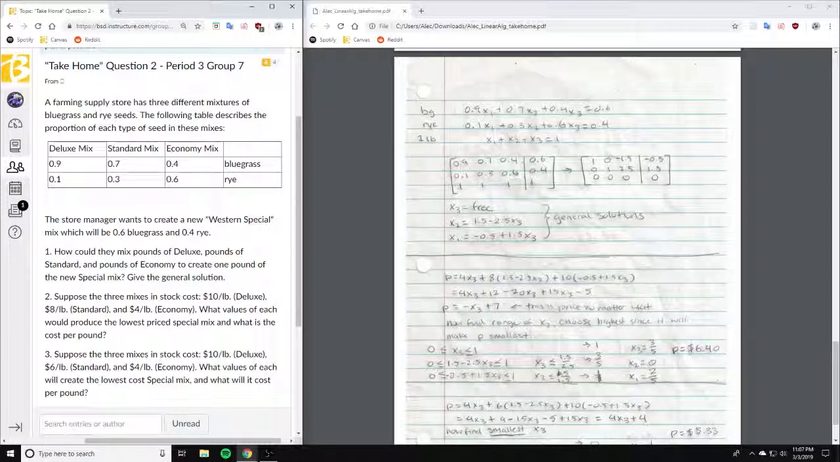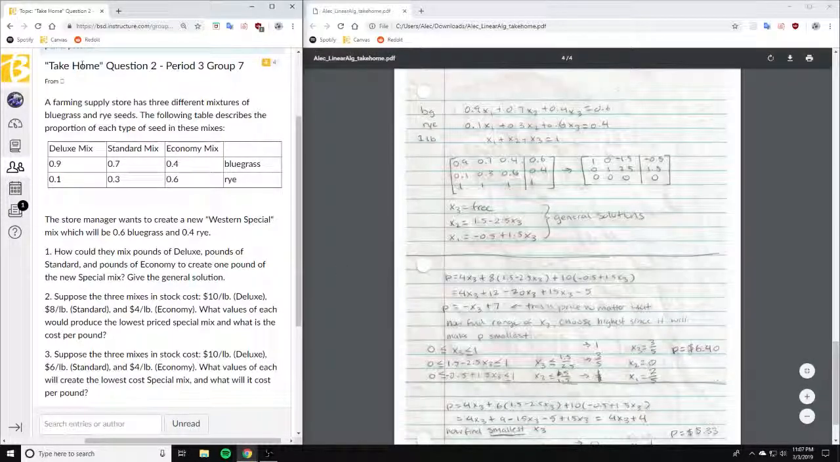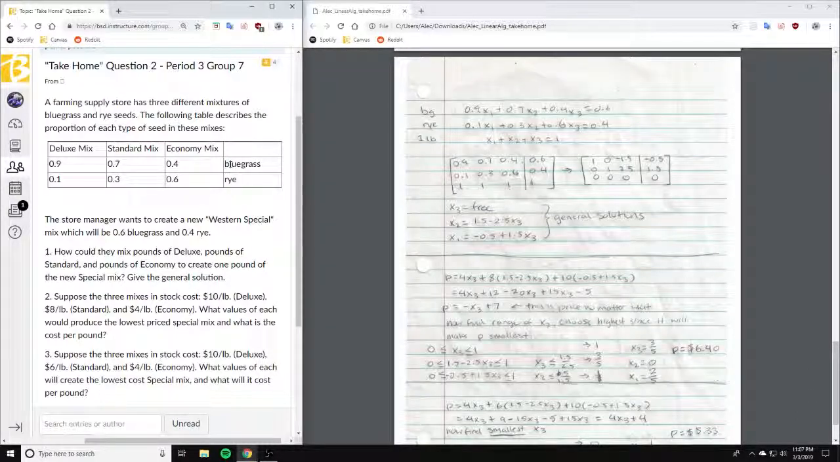So on the right side of your screen, you can see all my work, and on the left side, you can see the questions. So this is a lot faster than the first one. This question, as you can see, we have the different mixes of bluegrass and rye, and the store manager wants to create a Western special with 0.6 bluegrass and 0.4 rye.